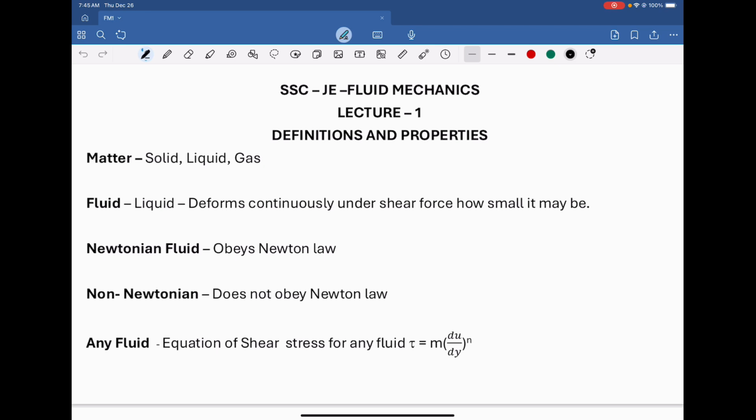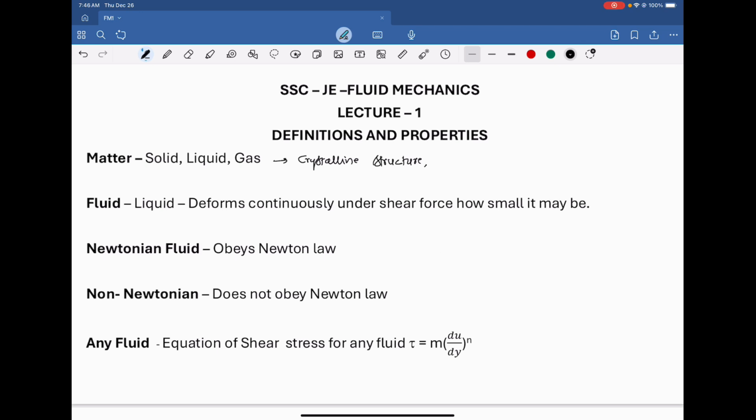First, let us start with some definitions, like what is a matter? Matter in the universe consists of solids, liquids and gases. Solids, liquids and gases all depend upon the crystalline structure. Solids have a compact crystalline structure where it will be difficult for us to deform them under ordinary forces.